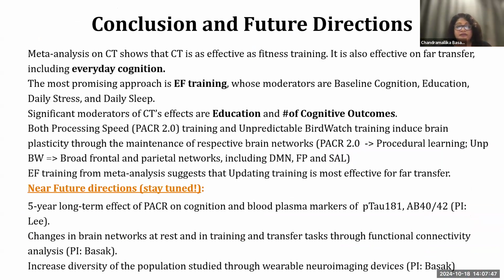So we see that cognitive training is improving everyday cognition. The most promising approach is EF training. Significant moderators are education in a number of cognitive outcomes. We are looking at EF training, which seems to suggest that the default mode network, FP, and salience network are the mediators of these cognitive training effects. And so the future directions are to continue along this path, and I'm happy to answer questions during the Q&A session.